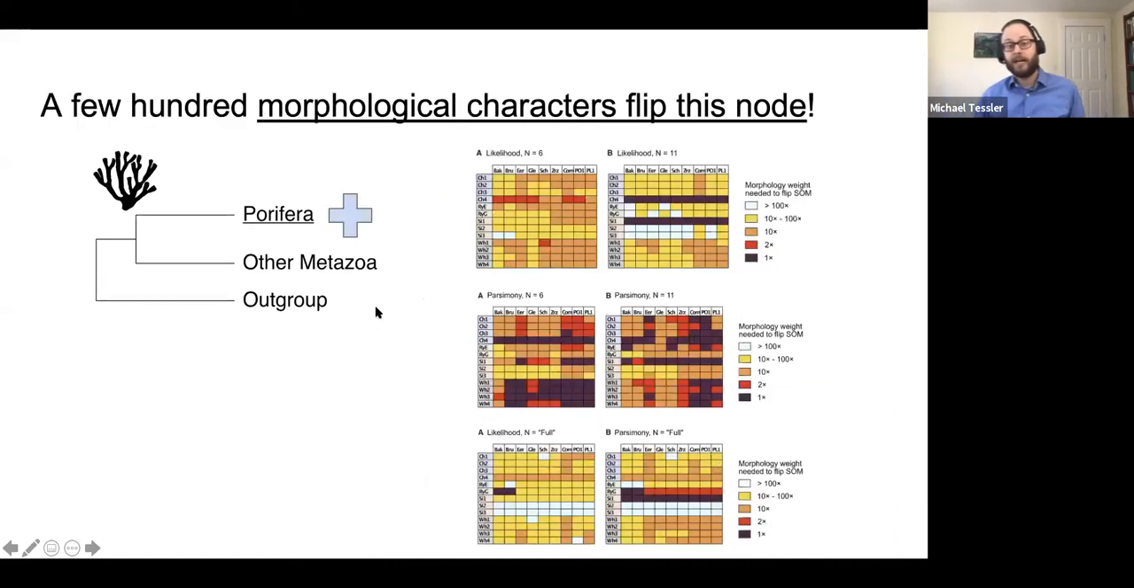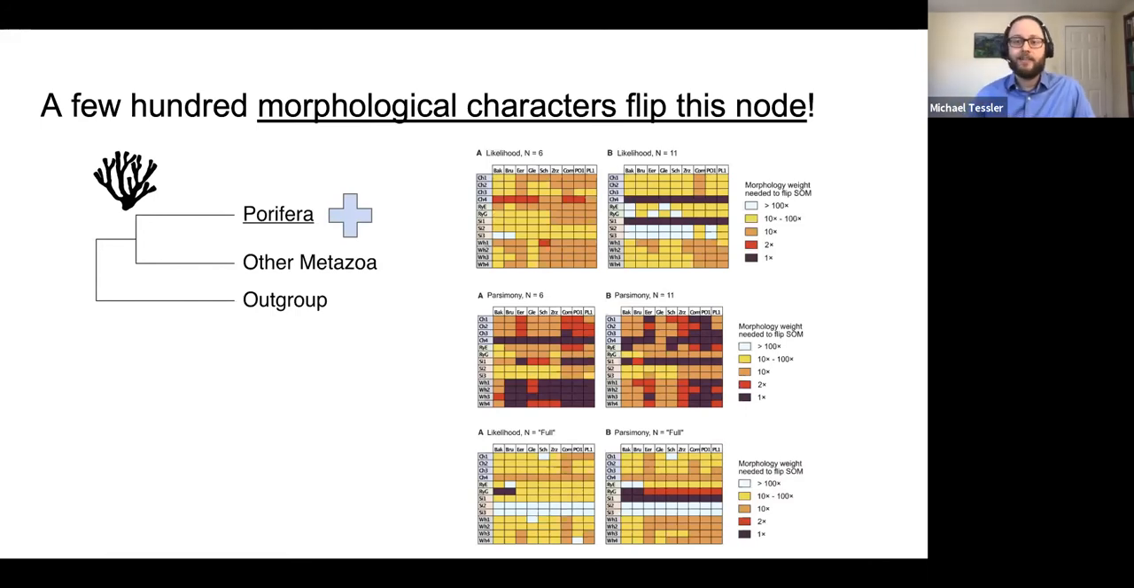So what we did was combine these data sets together, and there's a lot of information packed in on this slide. Don't focus too much on the details, but this is a combination of morphological data sets plus the molecular data sets. We tried exemplar data sets using just 6 taxa and 11 taxa, so we could control the taxa specifically that were used, as well as the full original data sets. We did this in likelihood as well as in parsimony. And the flip is going from the molecules, which is typically ctenophores, to porifera.